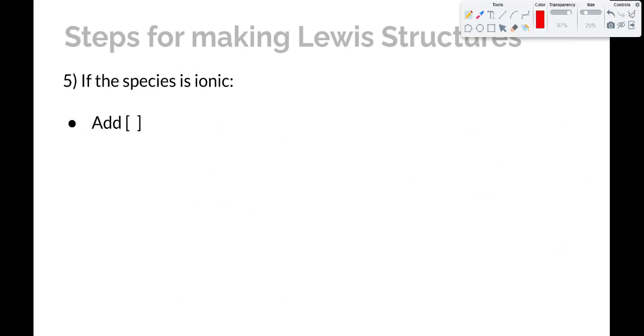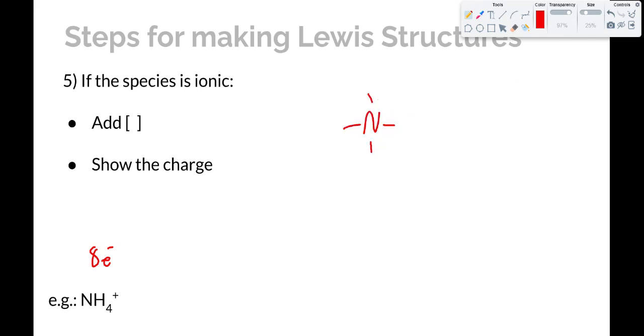If the species is ionic, you enclose it in square brackets, and then you add charge. So for example, with NH3, let's do the Lewis structure. The count should be 5 plus 4 minus 1, which is 8 electrons. We did that already. Here's the skeleton.